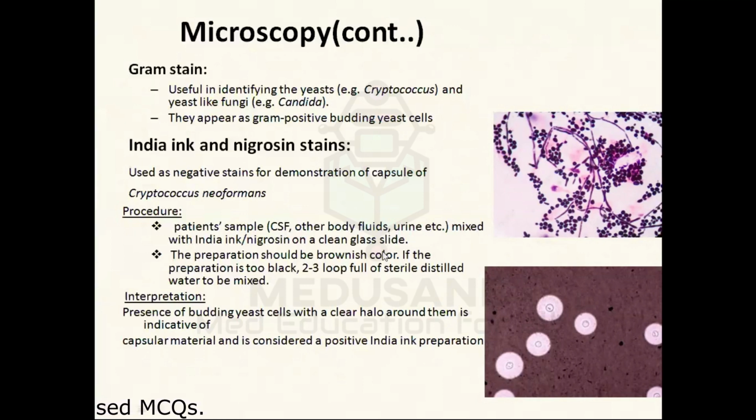Okay, and another important stain is the India ink and the Nigrosin stain. This is also used to demonstrate the capsule of the Cryptococcus. For this, we take the specimen, like CSF, body fluid, urine, whatever, on a direct slide, put a drop of the India ink and put a cover slip. We view it under the microscope, and the stain should not be black in color. It should be normal brownish in color. If the stain is too dark, we have to add 2 to 3 drops of distilled water to it and then examine.